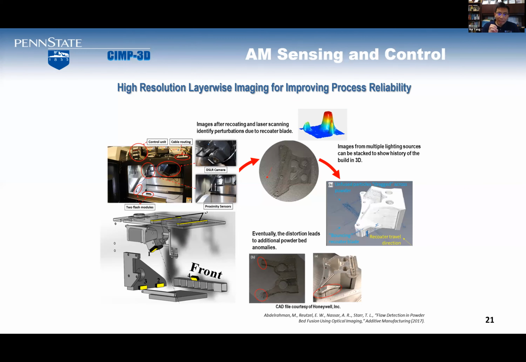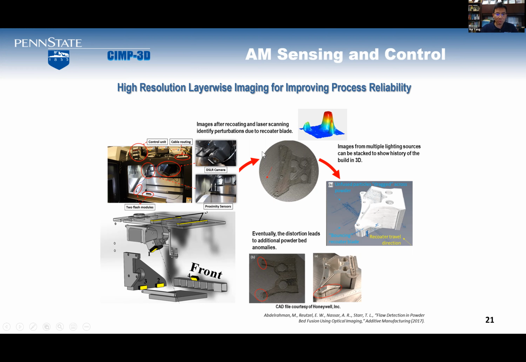So now let me dive into the high-resolution layer-wise imaging for improving process reliability. So this is a 3D printing metal PBF system. And we have the control unit and a DSLR camera. And you see here, we also put in the proximity sensors. So every time the recoater comes back to this point, we take a picture. Before printing, after printing, we take a picture. And this is an example picture we got.